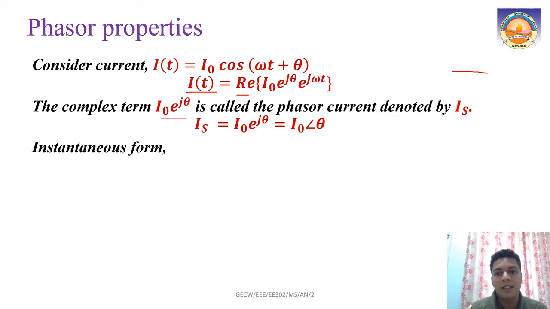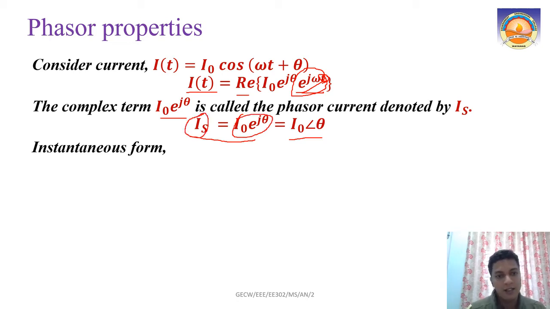It is really the e raised j omega t part. What it represents is that it is a function with respect to time, so your function is varying, right? So the same current only, since we have a time harmonic field, this part will not affect our understanding. So Is will become I0 e raised to j theta, the same we expressed as I0 angle theta, okay.